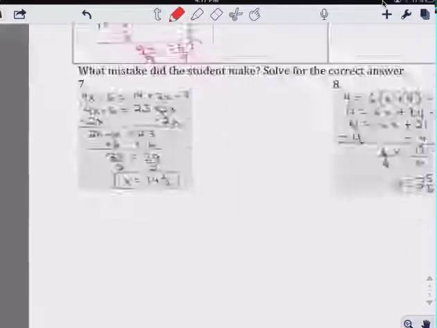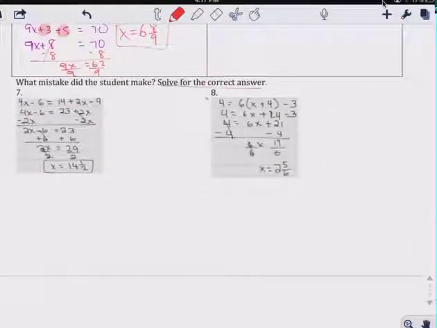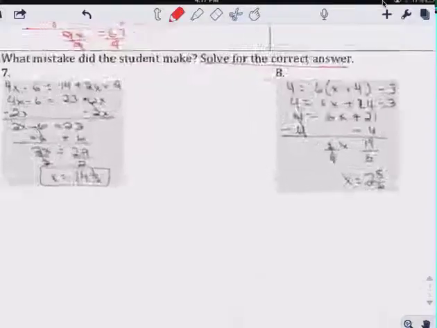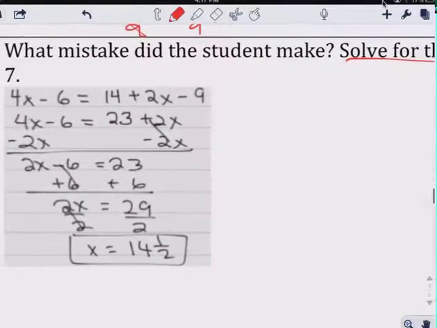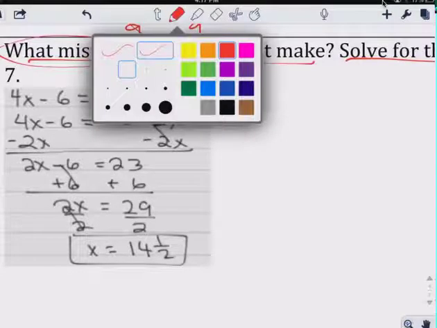Okay, let's see. We're going to redo. Solve the problem. Solve for the correct answer. So they want you to solve this for the correct answer. What mistake did the student make? So you need to answer that.